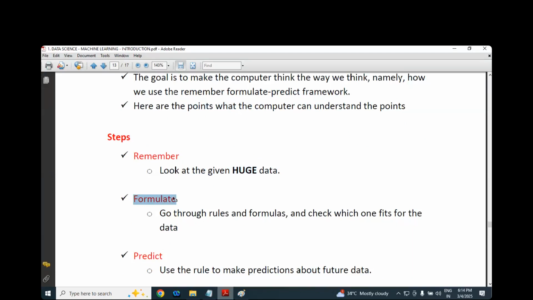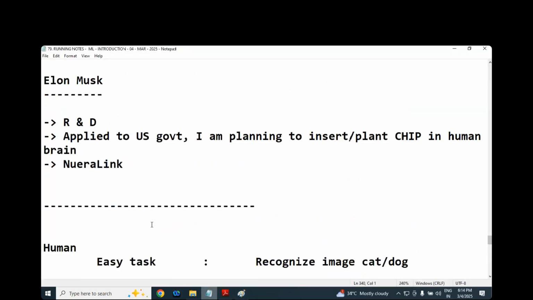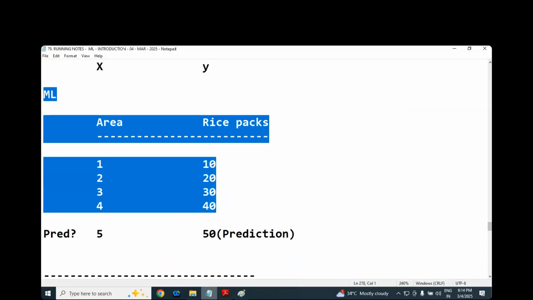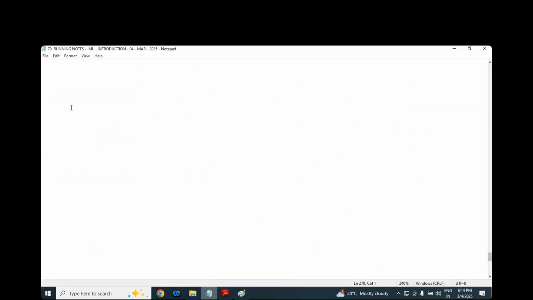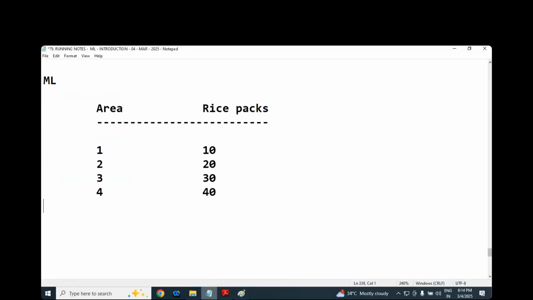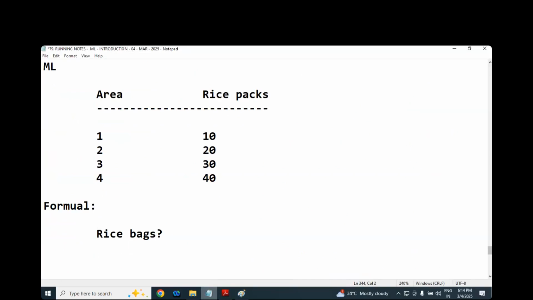If it is 1 acre, 10 rice packets. If it is 2 acres, 20 rice packets. If it is 3 acres, 30 rice packets. If you give this data to the machine learning algorithm, sir, the machine learning algorithm will create a formula. What kind of formula will it create? Do you want to know the rice bags? Then it will create a formula: area into 10.